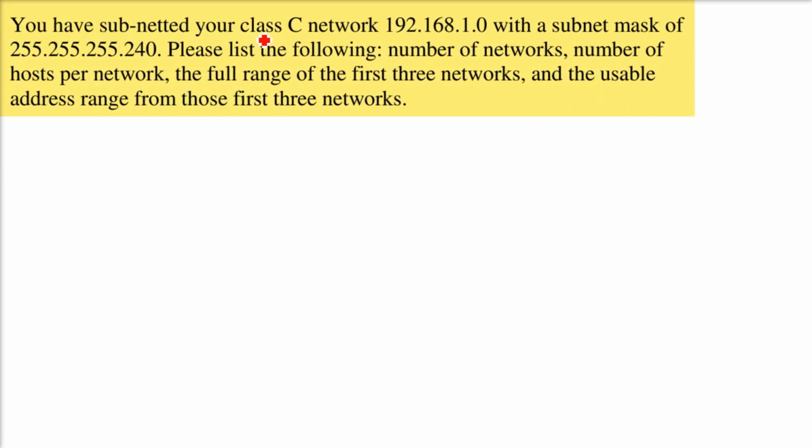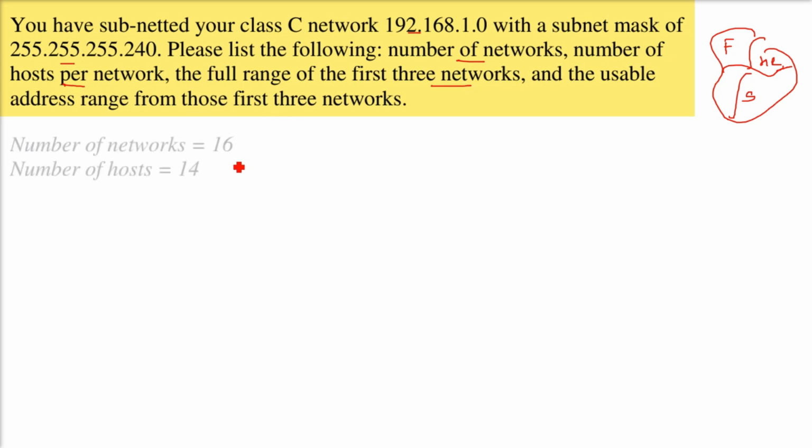You have subnetted your class C network. This is your class C network with a subnet mask of this. So it is clearly given that this is class C and the subnet mask is also given. We have to find out the number of networks. For example, an organization can have a finance department, HR department, security department. So how many departments, that is the number of networks, we have to find out. And how many computing devices can be assigned an IP address, that is the hosts per network. We'll find the full range of the first 3 networks, and the usable address range from these first 3 networks.